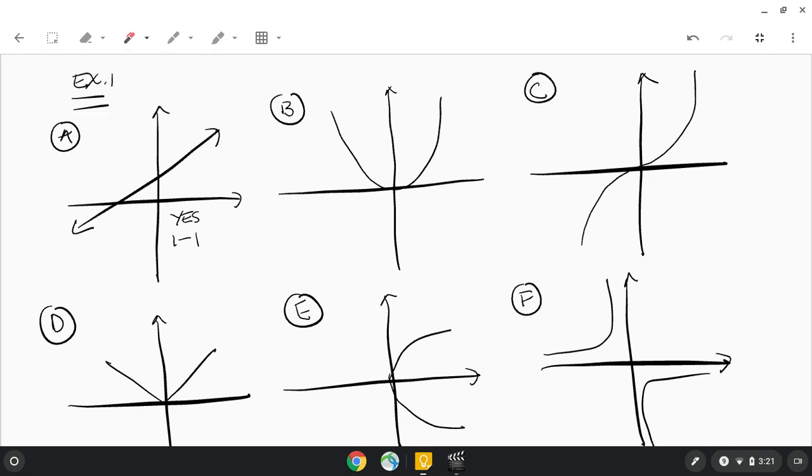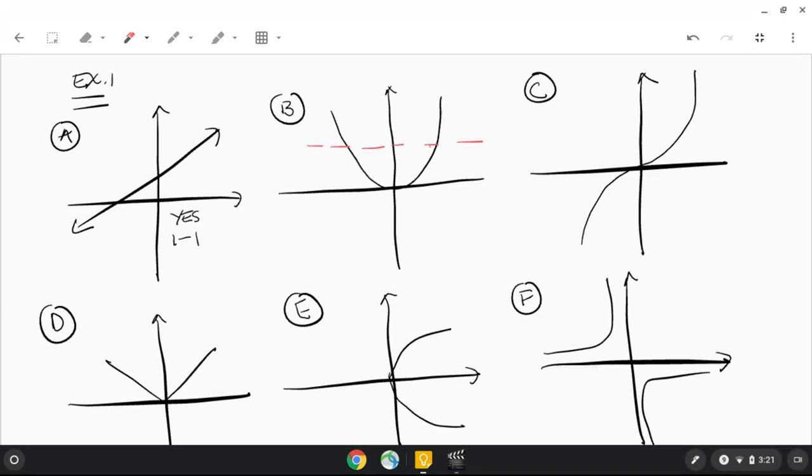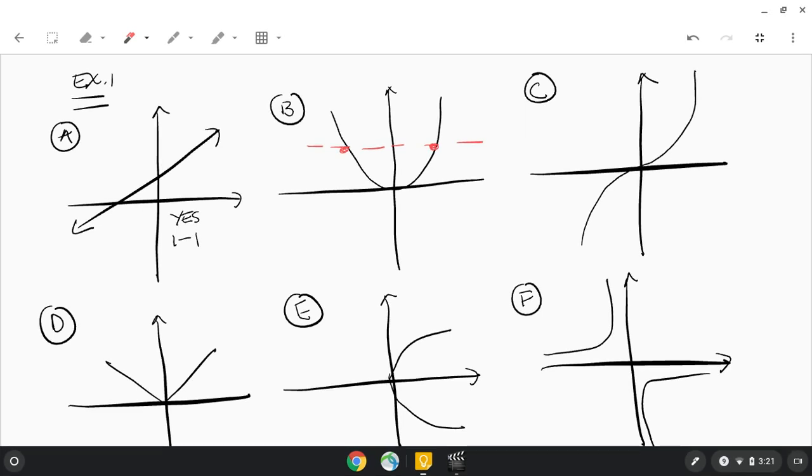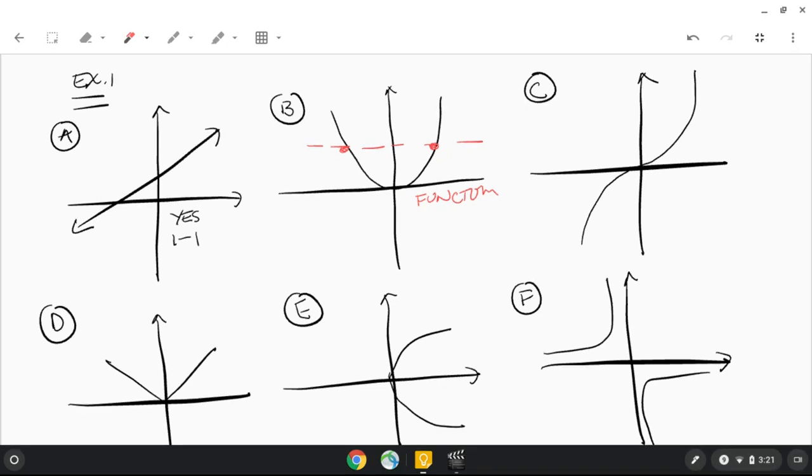Okay, so what about letter B? Is it a function? Does it pass the vertical line test? Yes. Okay. Does it pass the horizontal line test? Well, no, it doesn't. So it's a function, but it's not a one-to-one function because right here, the horizontal line crosses the graph in 2 places. So this here is a function, but not one-to-one.